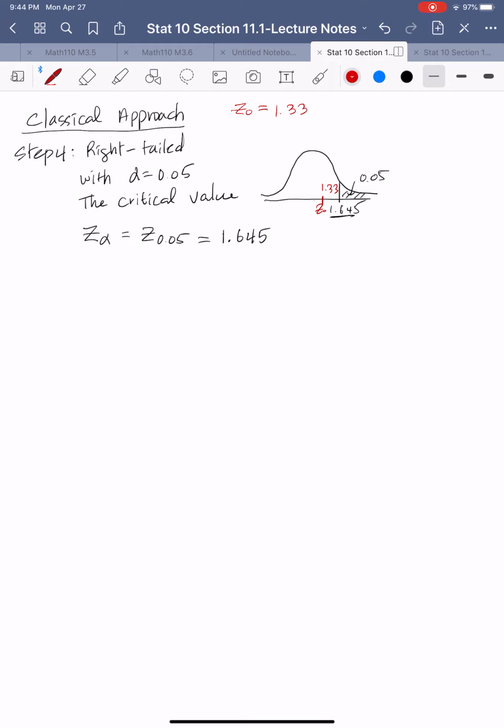So in step 5, we have to say we fail to reject the null hypothesis. Which means there's insufficient evidence at the alpha equal to 0.05 level of significance to conclude that the percentage of the urban households with internet access is greater than the percentage of the rural households with internet access. All right.